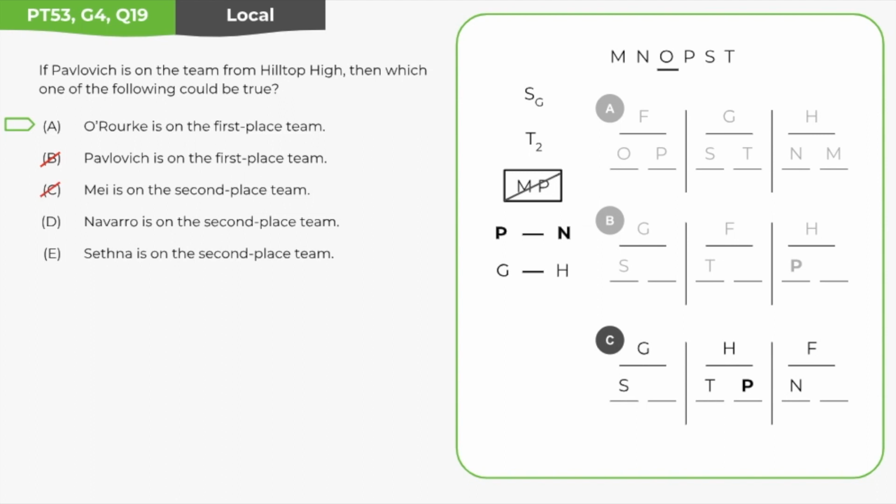Get rid of that. If we look at answer choice D, N is on the second place team, but again, we know N is on the third place team. Let's get rid of that. And then finally, E, S is on the second place team. In this hypothetical, or in this frame, we actually have S on the first place team, so we know E is not possible. We can get rid of that as well. And so now we know that A actually was the right answer.